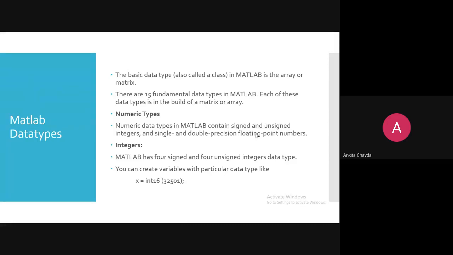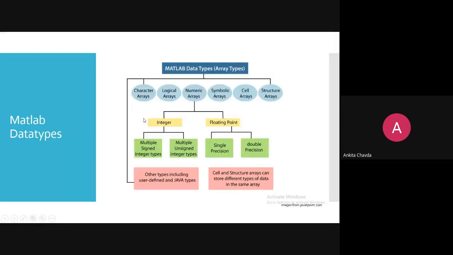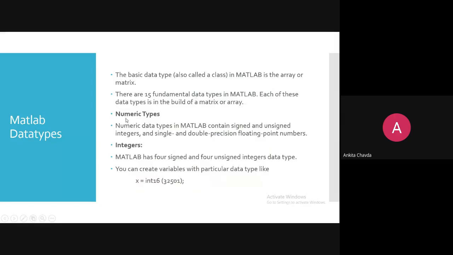Fine. Then numeric types, the very first that we are discussing, these numeric array types. The numeric data types in MATLAB contain signed and unsigned integers and single and double precision floating point numbers. So the very first is integers. MATLAB has 4 signed and 4 unsigned integer data types.